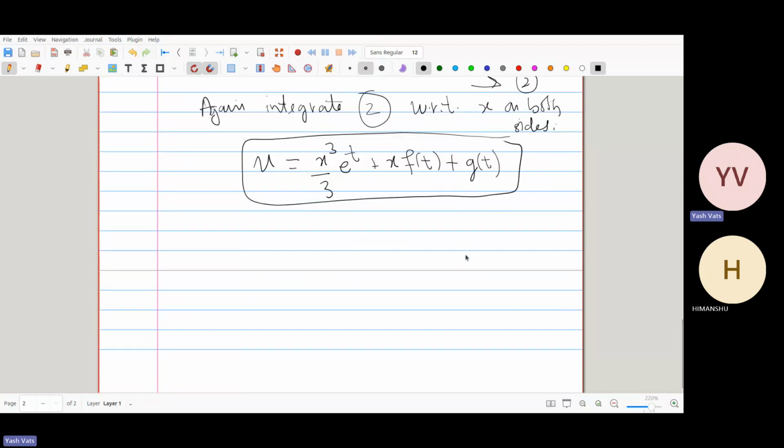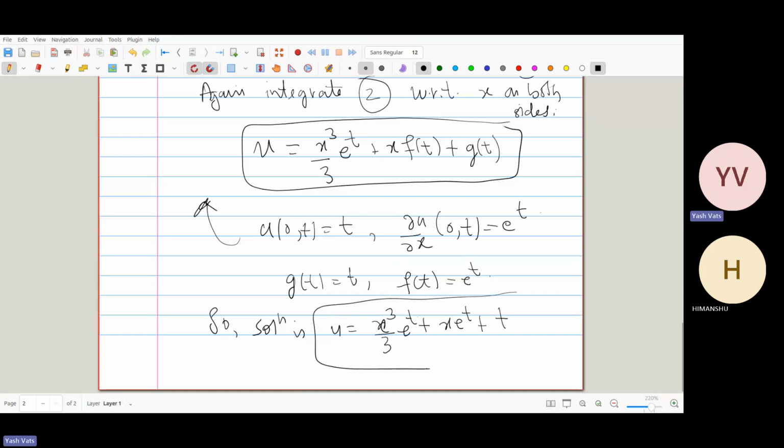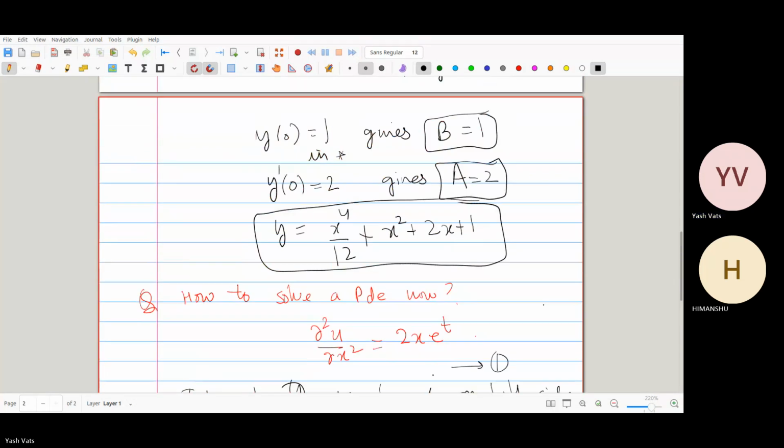Suppose you do have some initial conditions like u(0,t) equals t and del u over del x at (0,t) equals e to the power t. Then if you insert this over here, you get g(t) equal to t and f(t) equal to e to the power t. So the solution would be u equals x cubed by 3 e to the power t plus x e to the power t plus t. That will be your solution of this PDE.